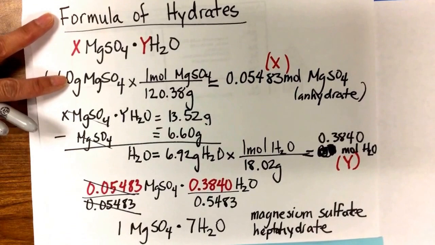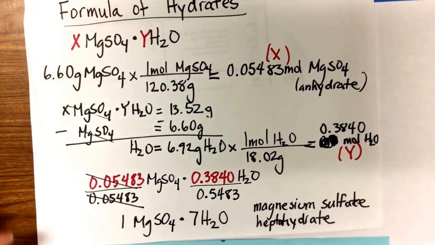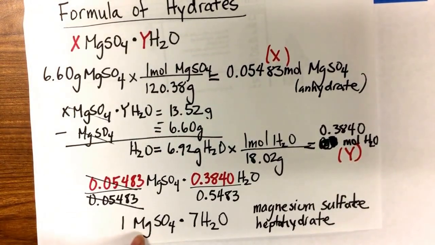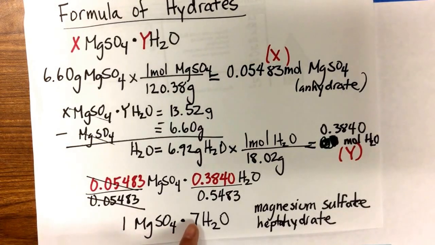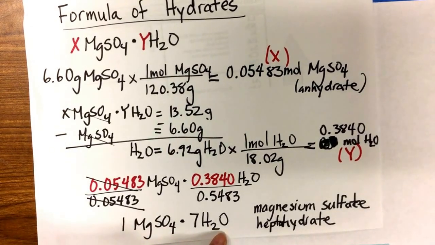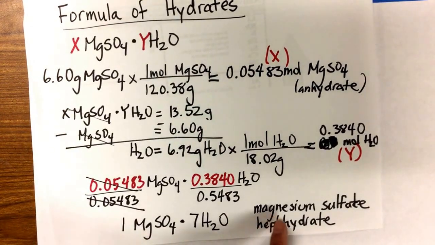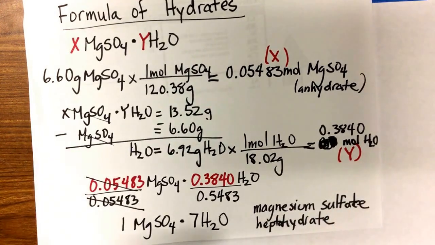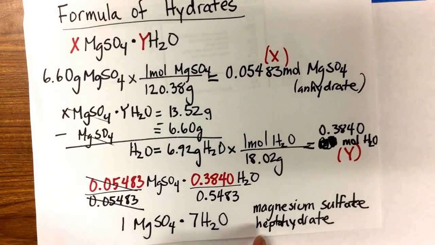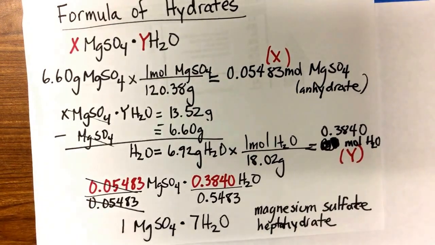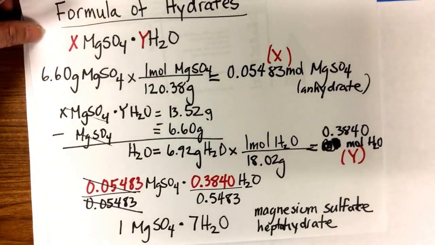So the formula of the hydrate is for every 1 mole of magnesium sulfate, there's 7 moles of water attached to that. And we name it magnesium sulfate, like you would normally name an ionic compound. And then hepta means 7, and then hydrate means water. So that's how to name that hydrate.